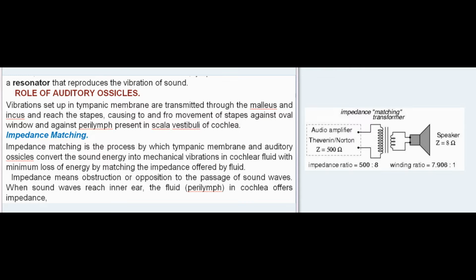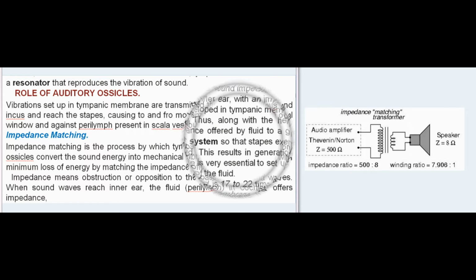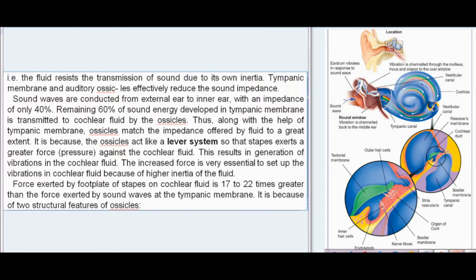When sound waves reach inner ear, the fluid, perilymph, in cochlea offers impedance, i.e. the fluid resists the transmission of sound due to its own inertia. Tympanic membrane and auditory ossicles effectively reduce the sound impedance. Sound waves are conducted from external ear to inner ear, with an impedance of only 40%.